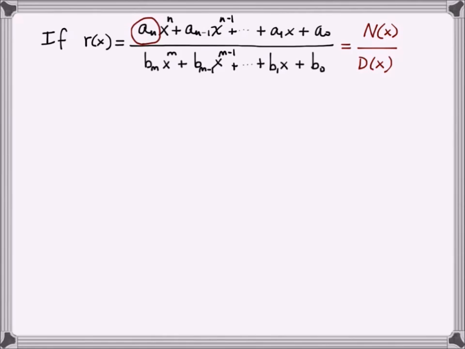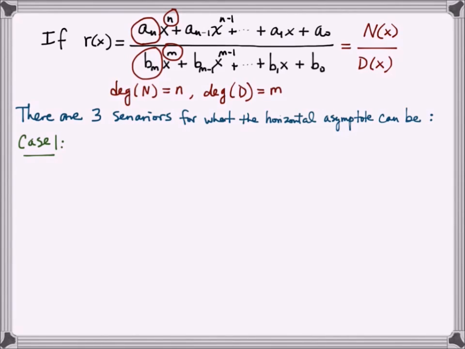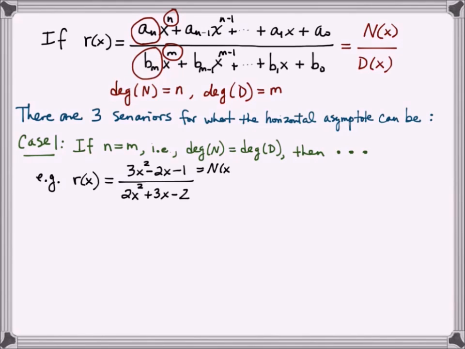The leading coefficient on top is a_n, and the leading coefficient on the bottom is b_m. And the leading degree, or the degree of the polynomial on top, is n, and the degree on the bottom is m. The first case is when the degree of the numerator function is equal to the degree of the denominator function, which means that n is equal to m. Instead of telling you what the result should be, let's investigate through an example here. Let n of x be 3x squared minus 2x minus 1. Let d of x be 2x squared plus 3x minus 2.